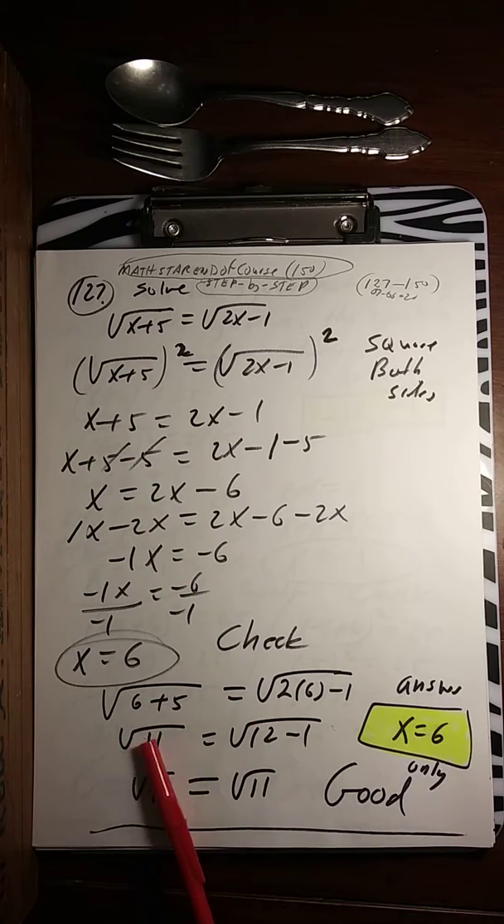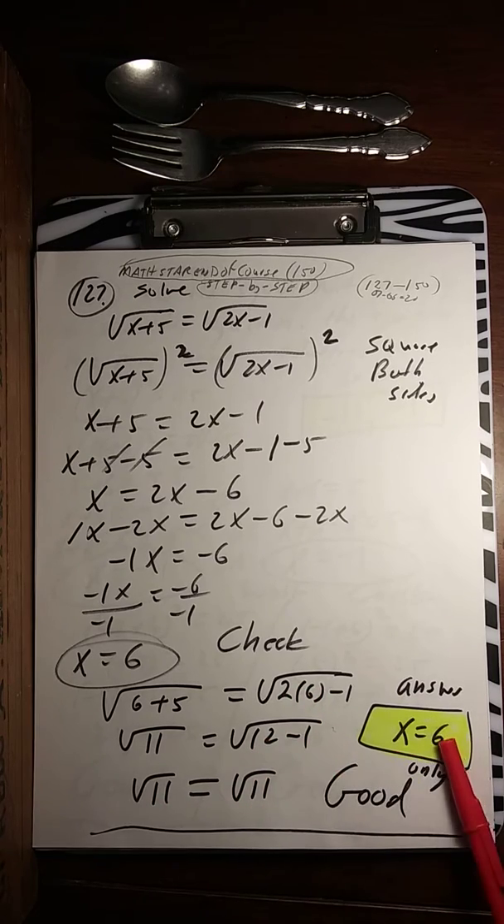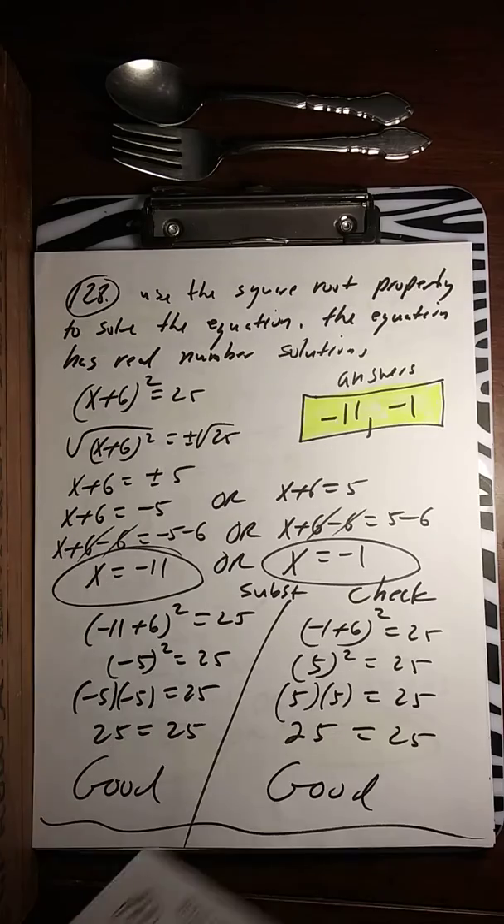6 plus 5 is 11, square root of 11. 12 minus 1 is 11. Square root of 11, square root of 11. Yes, good. So the answer is 6.